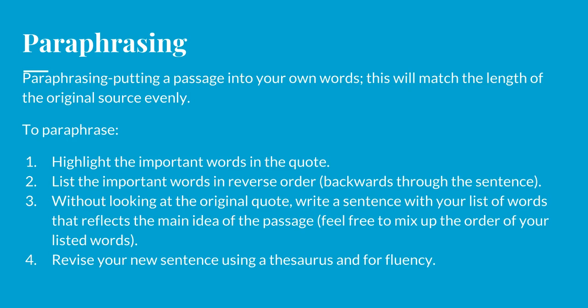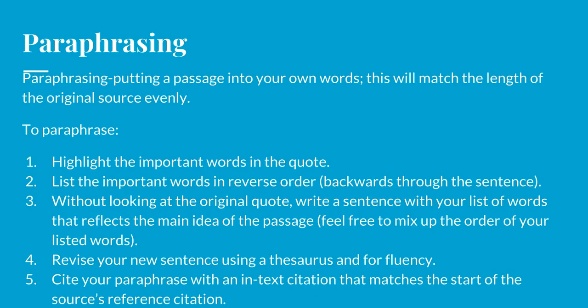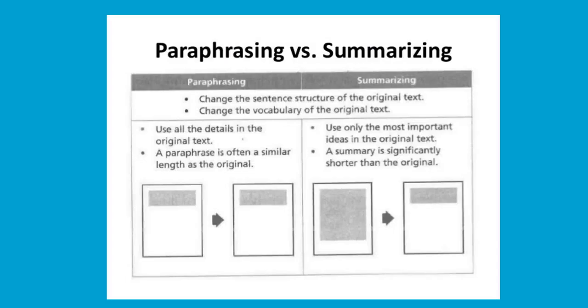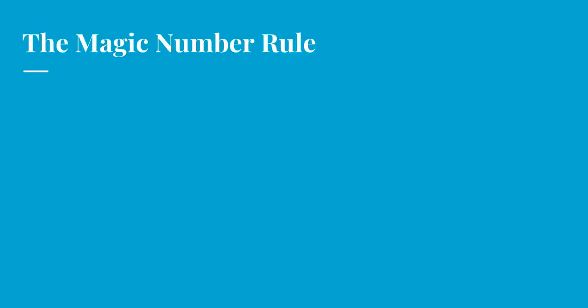Revise your new sentence using the thesaurus to put some of the words in your own words, and also for fluency, because it might sound a little weird the first time you write it. And then cite your paraphrase with an in-text citation that matches the start of your source's reference. That's paraphrasing and summarizing. They're both taking original texts and putting them in your own words, but summarizing is going to take a lot of text and turn it into a little text, and it's only the most important ideas, so it's significantly shorter. Whereas a paraphrase is all of the details that you were talking about in the original, so it'll be a similar length.